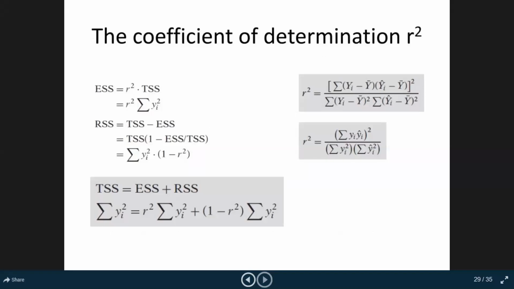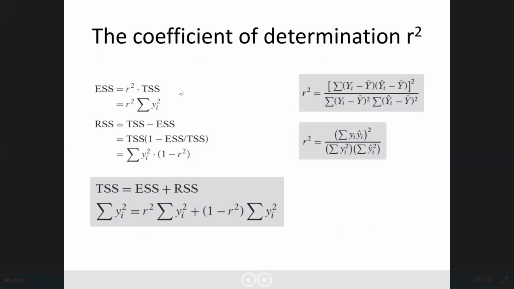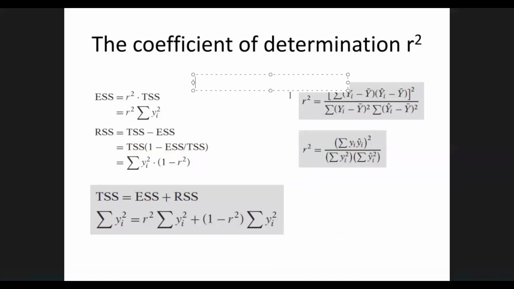Again, some further formulas are given. That is, ESS is equal to, let me explain this a little bit, as R square is equal to ESS divided by TSS. Now multiply both sides with TSS, that is TSS multiplied with R square, which will be equal to ESS. So if we look at this one, ESS is equal to R square into TSS.